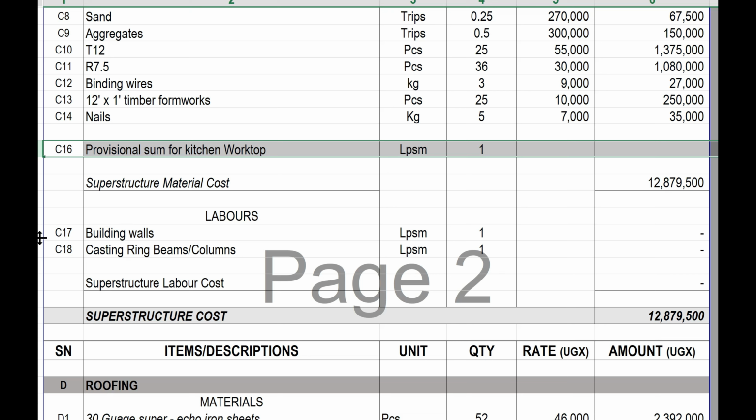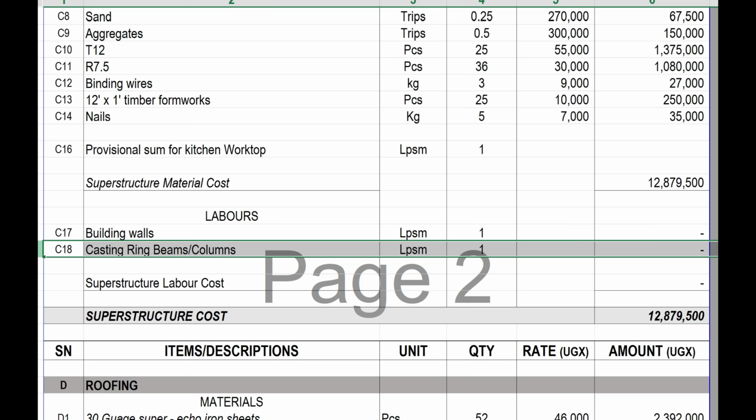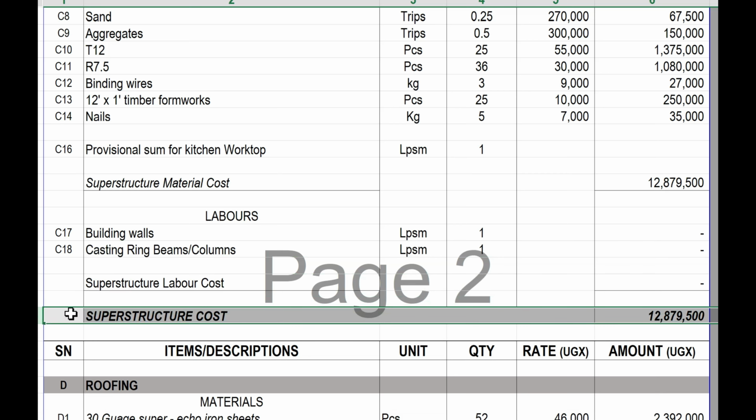So even labor, I did not compute the labor. So you can consult your local contractor depending on the data I've given you, and see how much he or she can charge for that kind of work. So the total sum of the superstructure for this specific design can cost you around 12,879,500.